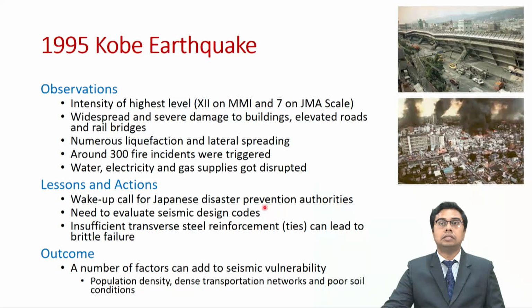Some of these buildings and elevated roads, including this Hanshin Expressway, as you can see in the figure over here, where 18 consecutive piers collapsed. All of this also gives indication that insufficient transverse steel reinforcement can lead to brittle failure. So, there was shear failure of these piers as well. And there was also evidence of soil structure interaction playing a role in that failure.